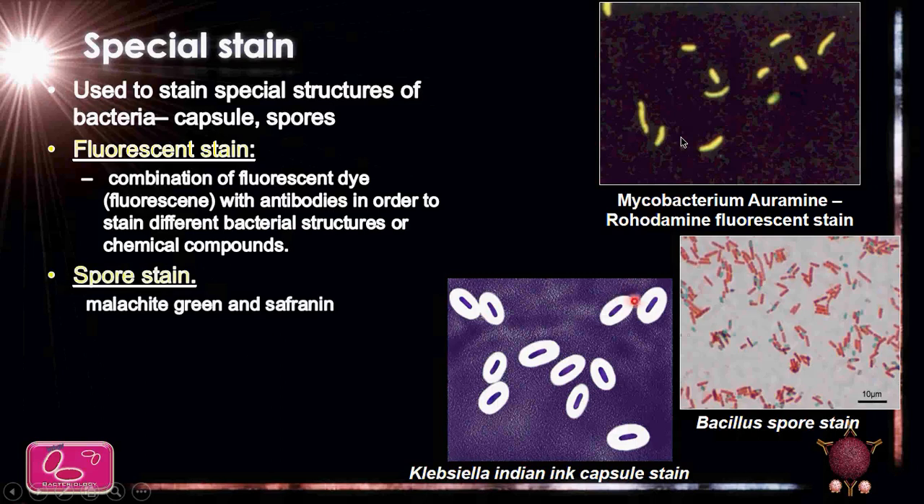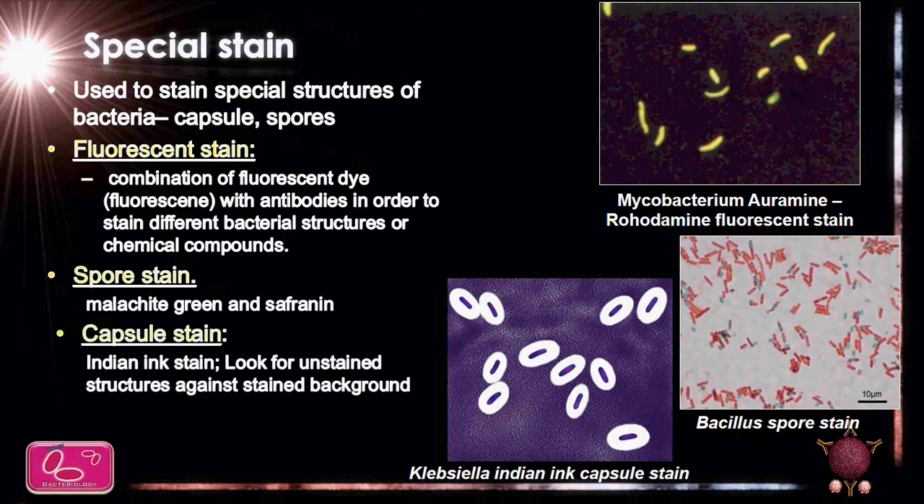One of the famous specialized stains is the spore stain. For example, in Bacillus, we can use malachite green stain, and as you can see, the bacilli appear red and the spores or endospores appear green. Also for capsulated organisms, you can use what we call the India ink stain. Everything will stain black or deeply blue, and the capsule will not get any color. As you can see, the bacilli appear with a white halo surrounding the organism.